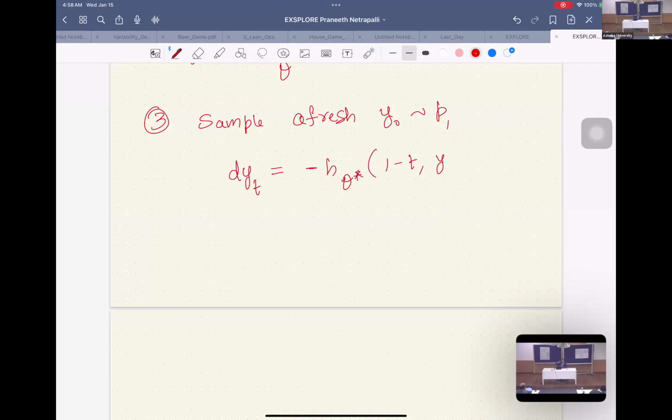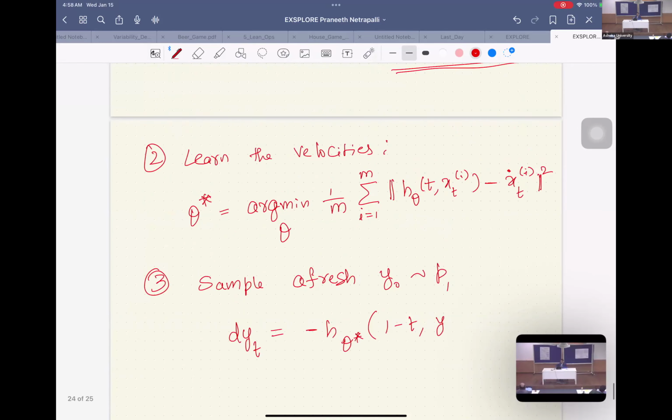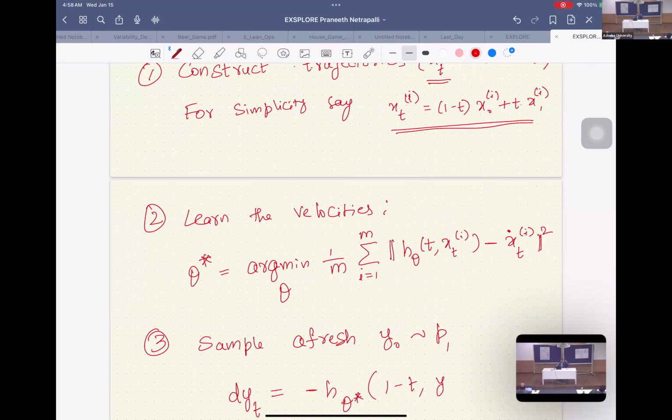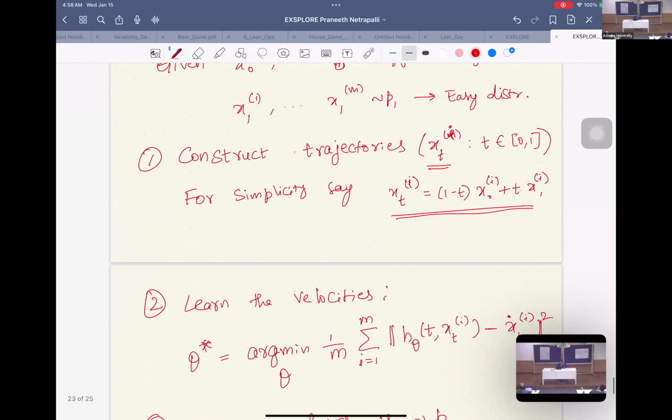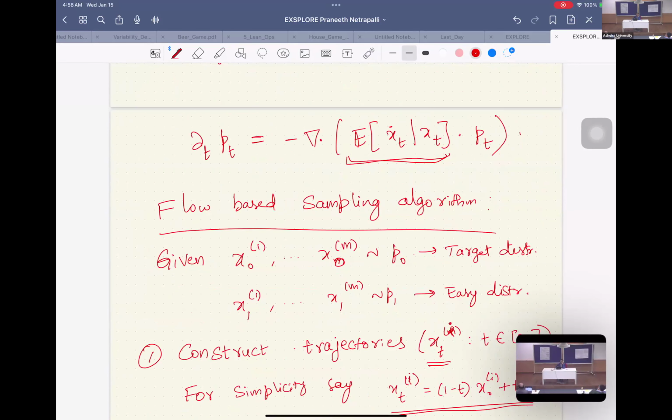They are constant velocity in some direction. I learn the direction, but you need to take an expectation. There will be a dependence on t, because this conditional distribution could potentially have a dependence on t.